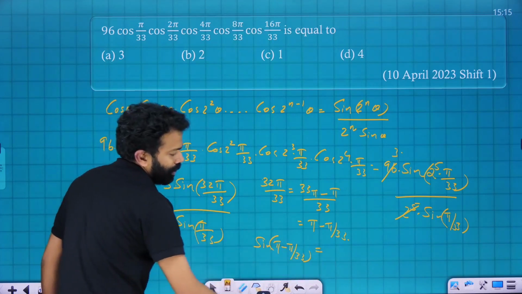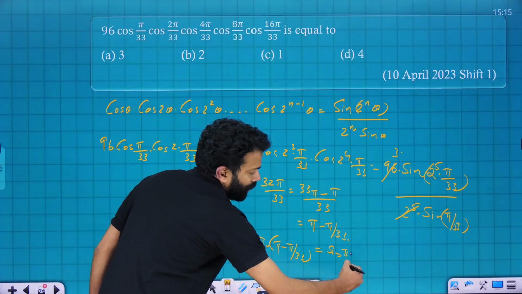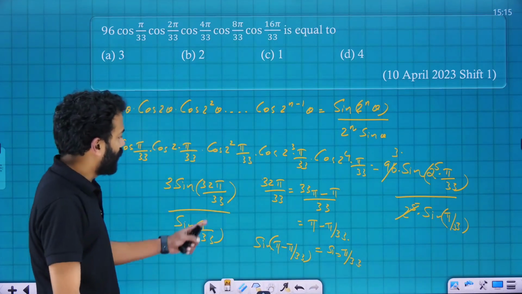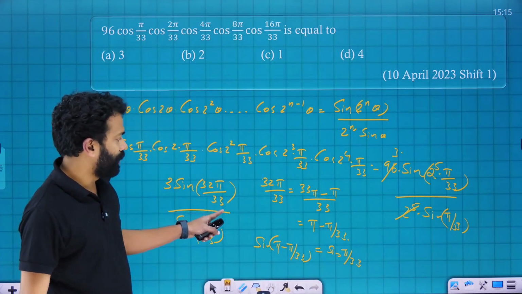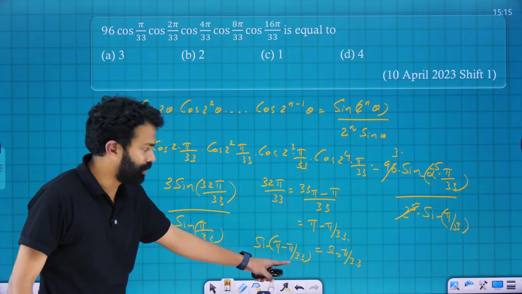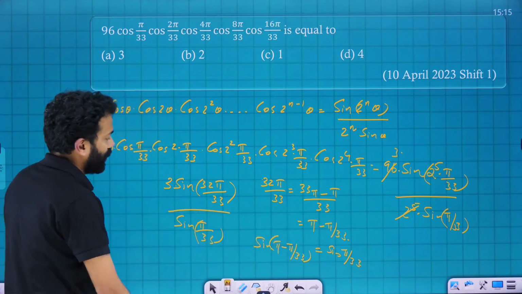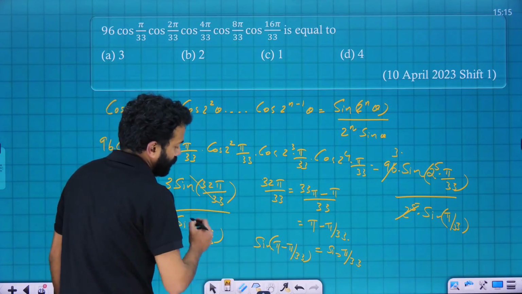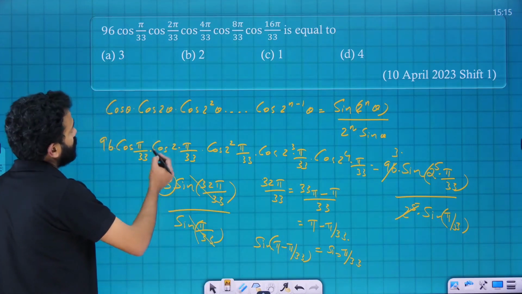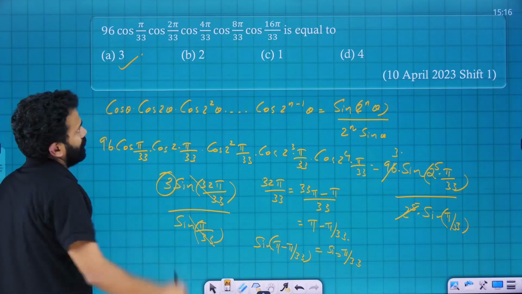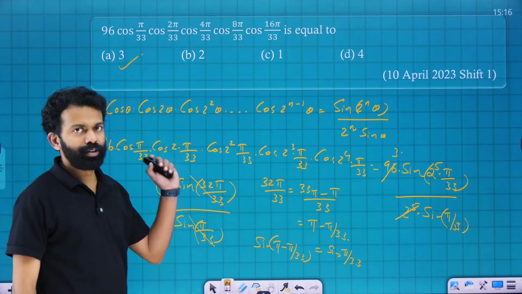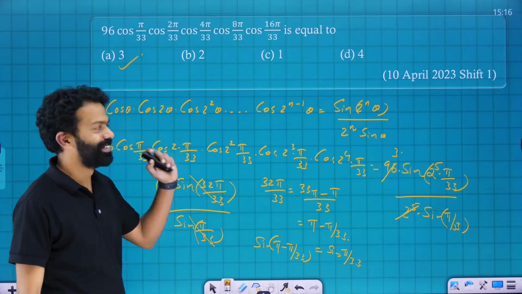So what is sine pi minus pi by 33? It lies in the second quadrant. It will be sine pi by 33. So sine 32 pi by 33 can be written as sine pi minus pi by 33, and that is equal to what? Sine pi by 33. So this and this will get cancelled, and what is left? 3. 3 is the final answer. You got it? Next one.